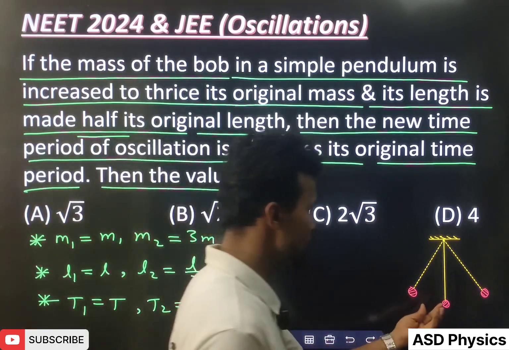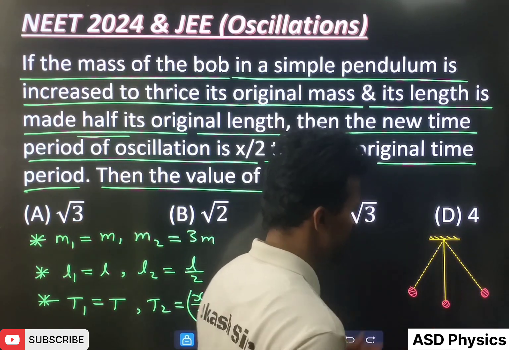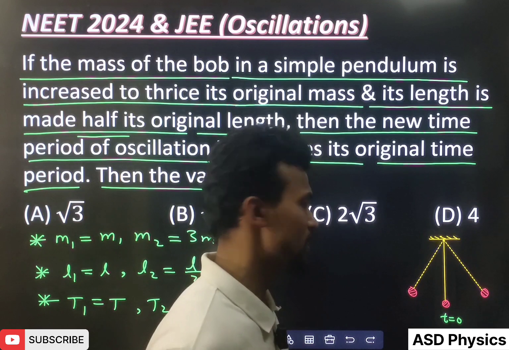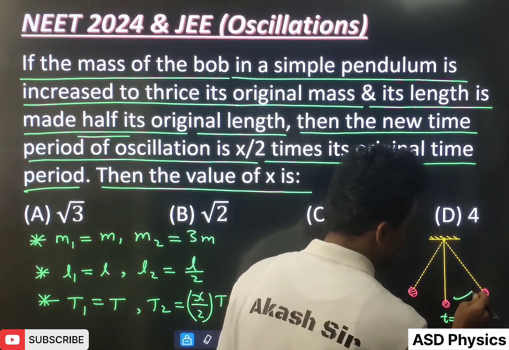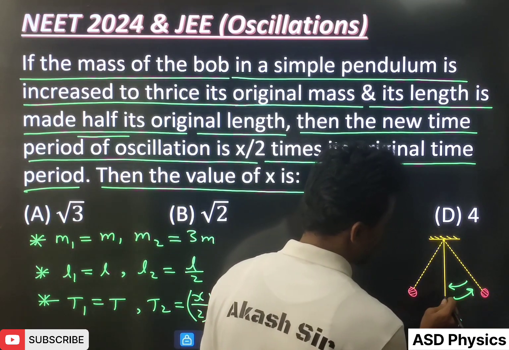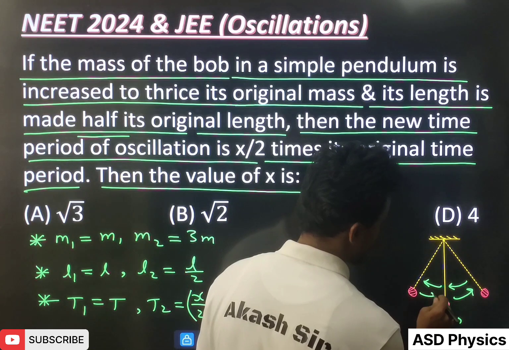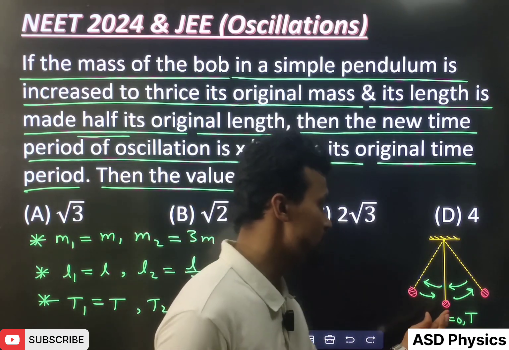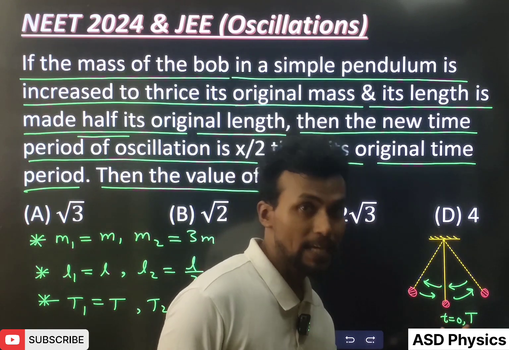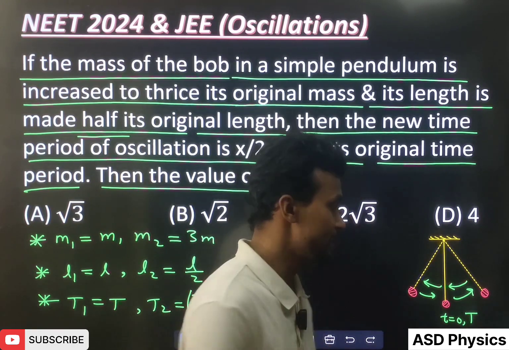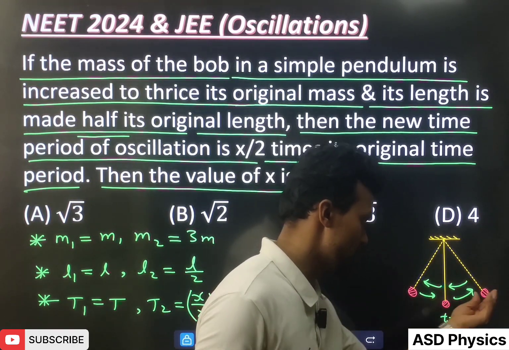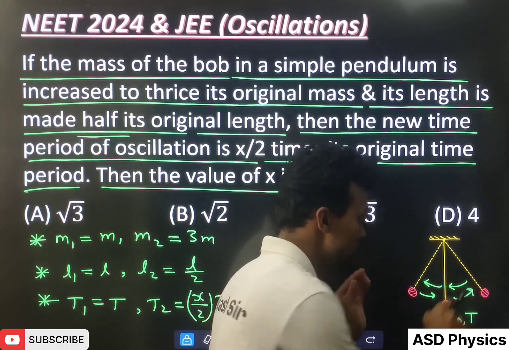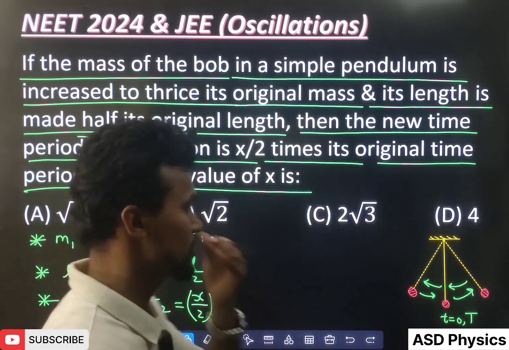You can see one simple pendulum is there, and it will oscillate. Let's take for example that oscillation started at t equal to 0. First it will go in this direction, it will come back, again it will go in this direction, and again it will come back. Then one time period will be complete. So it will reach at t equal to 0, then capital T, then 2T, then 3T, and so on. This is called the mean position, and these two positions are the extreme positions of the simple pendulum.